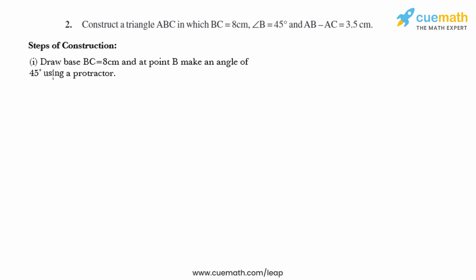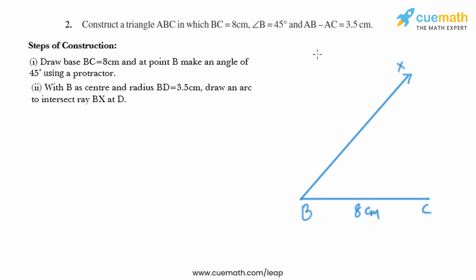The first step says, draw base BC equal to 8 cm and at point B make an angle of 45 degrees using a protractor. So first of all, we have to draw base BC. So let's draw base BC. That is B and that is C and that is of 8 centimeters. And using a protractor, we have to make an angle of 45 degrees. Now at B, we'll put the protractor and we'll make an angle of 45 degrees like this.